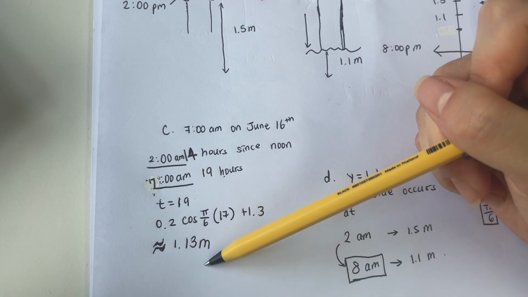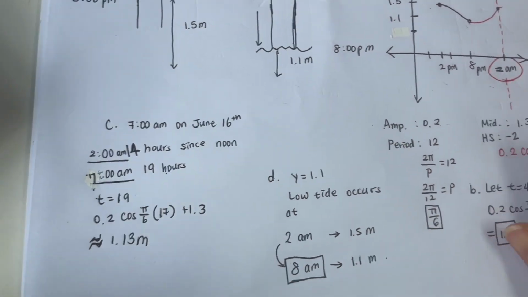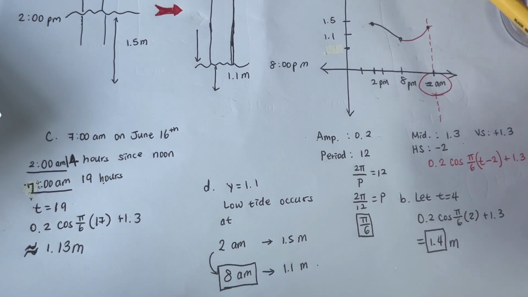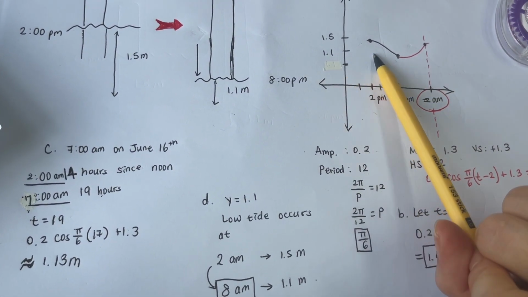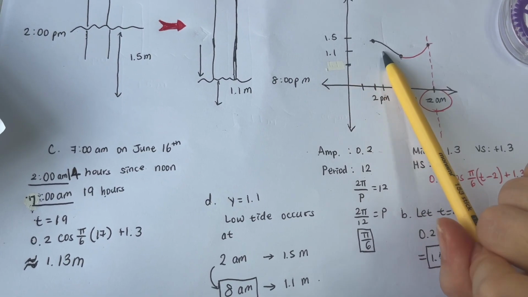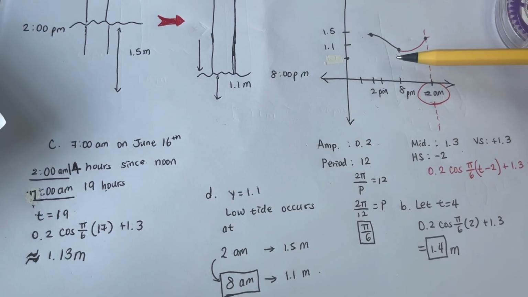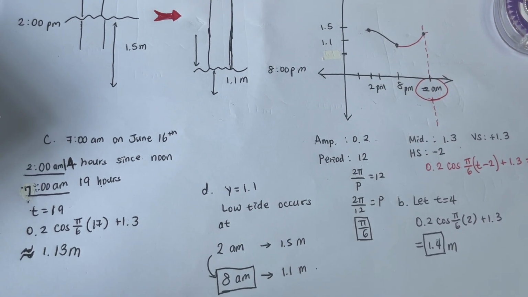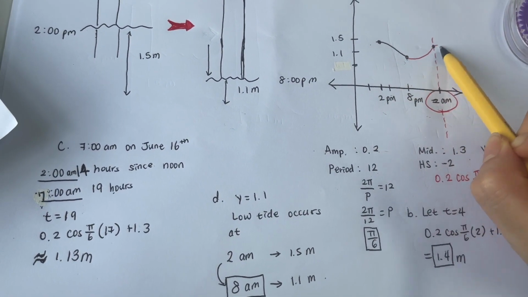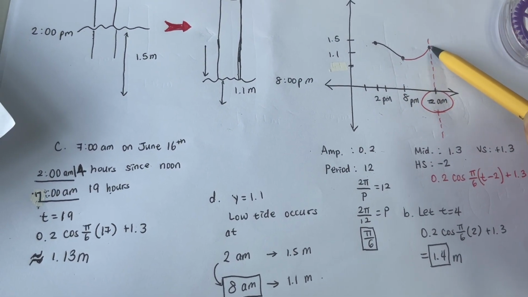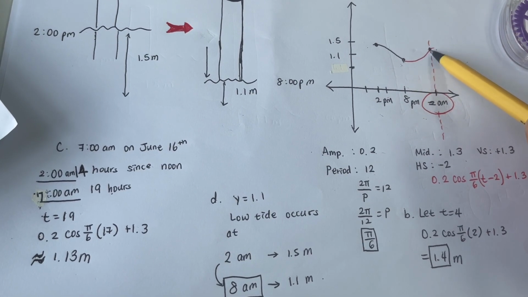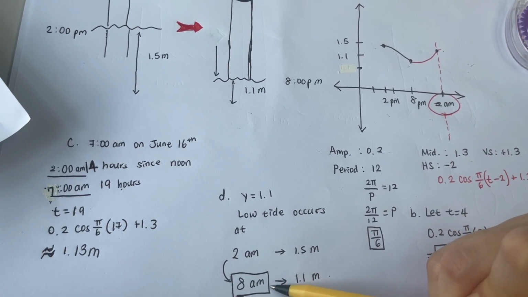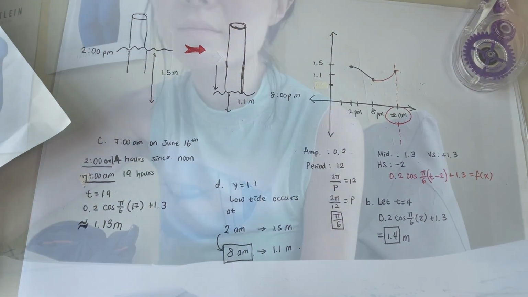is about 1.13 meters. And now D, they're asking, when does the low tide occur? What they mean by low tide is when the water level is at its minimum. So the last time we hit our minimum water level was at 8 p.m. And if you think about it, I hit my maximum at 2 in the morning, so it's going to take me another half a cycle, which is 6 hours. So our next low tide would be at 8 a.m. And that's it, really. It's quite simple, isn't it?